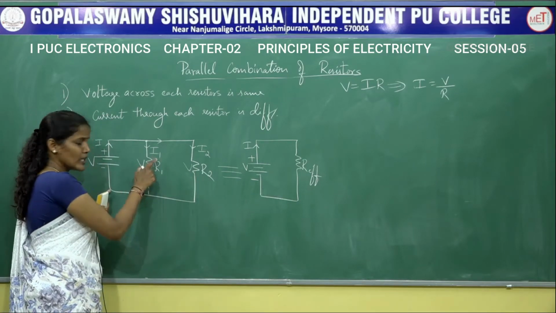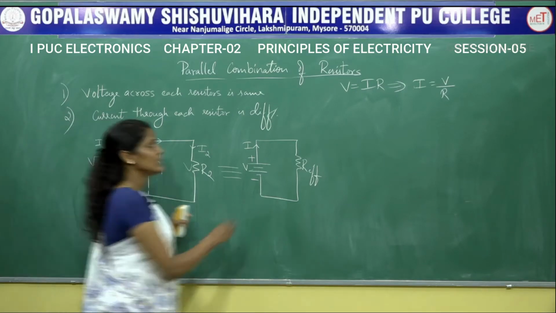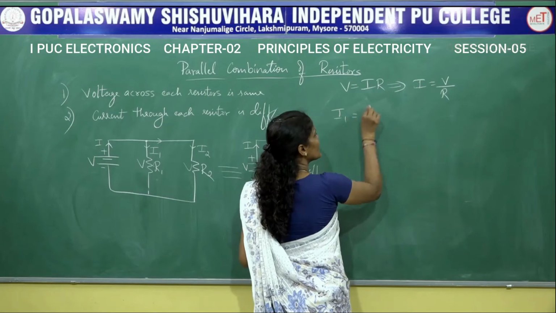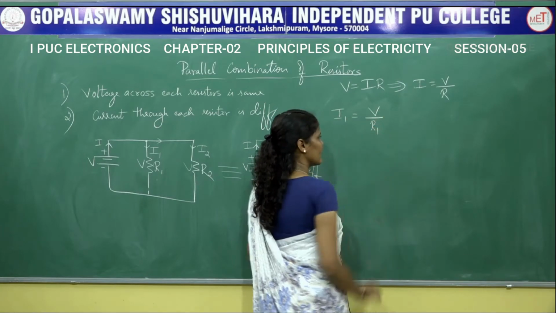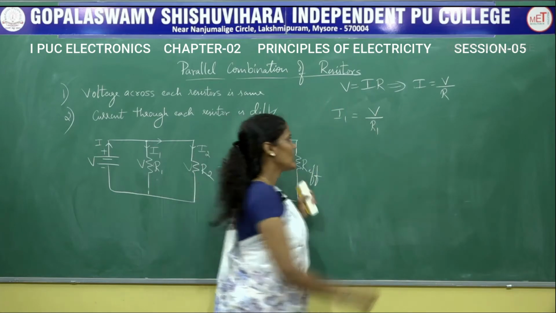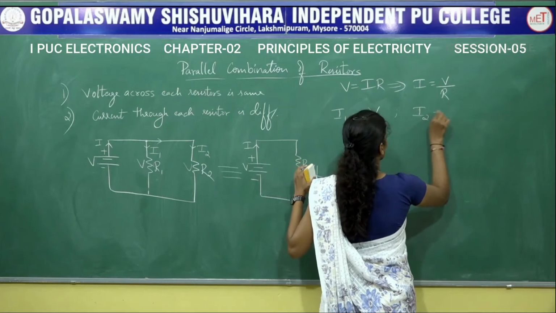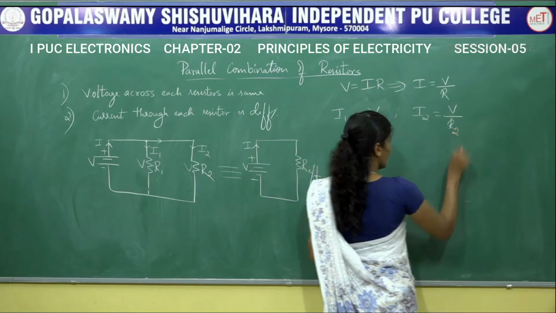Now, if I want to write the expression for I1 in terms of V and R1, I1 will be equal to V divided by R1. Why have I written V? Because the voltage is constant. Similarly, I2 equals V divided by R2.